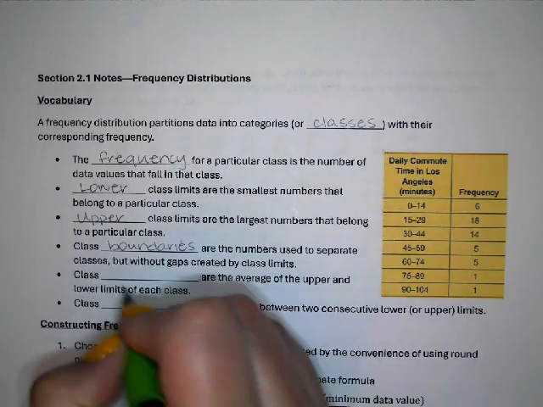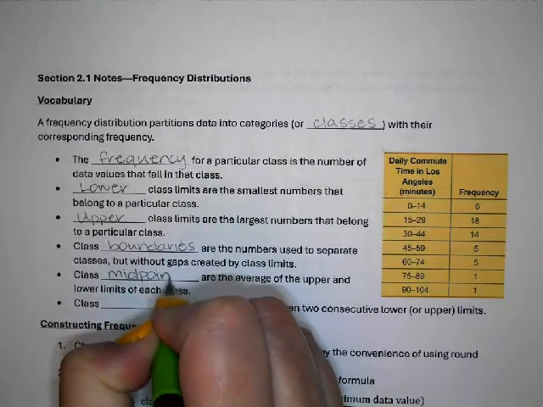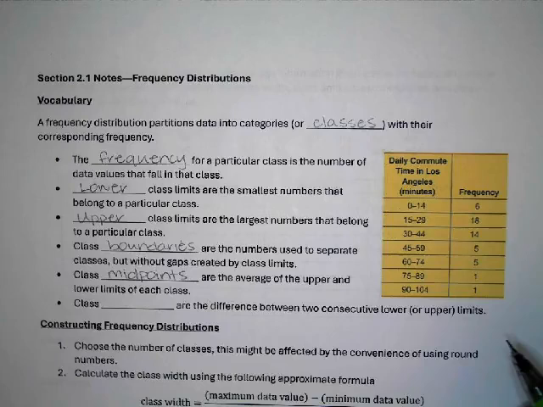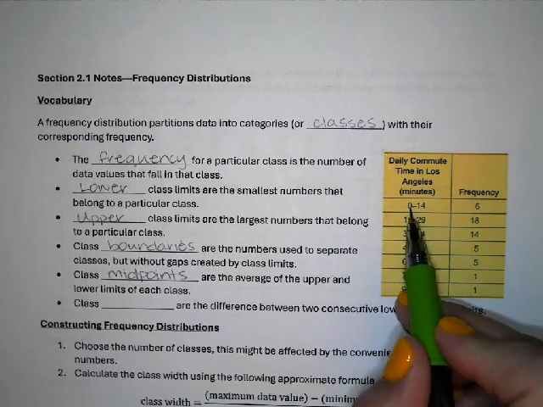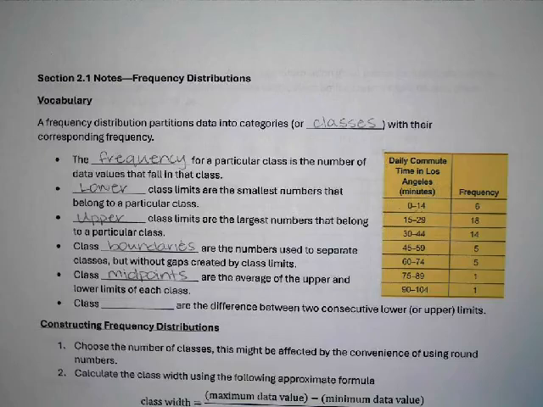Class midpoints are the average of the upper and lower limits of each class. So from 0 to 14, the midpoint would be 7. That's the average of 0 and 14. It's right in the middle.